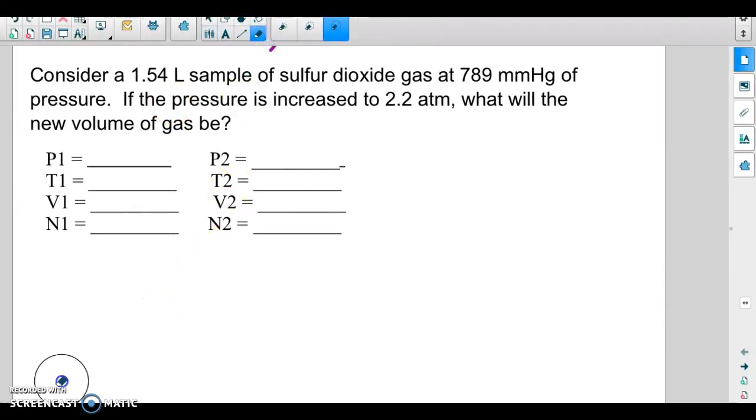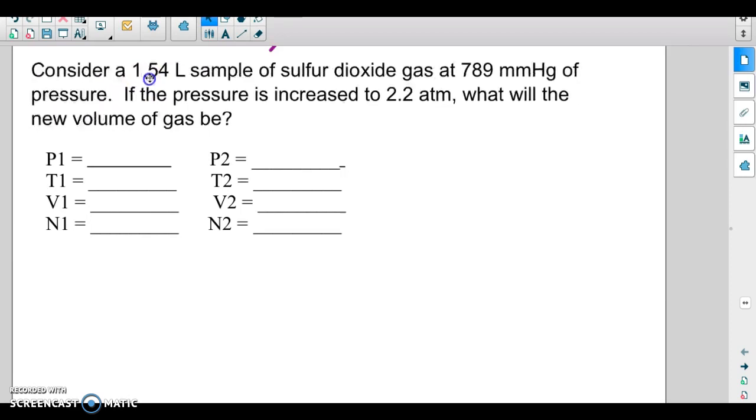I wanted to show you guys how to do a couple of these gas law calculations. So in this question, we have 1.54 liters of a sample of sulfur dioxide. And I'm going to fill this out down here to help me. So I know that I have 1.54 liters, and I know that it's under a pressure of 789 millimeters of mercury.